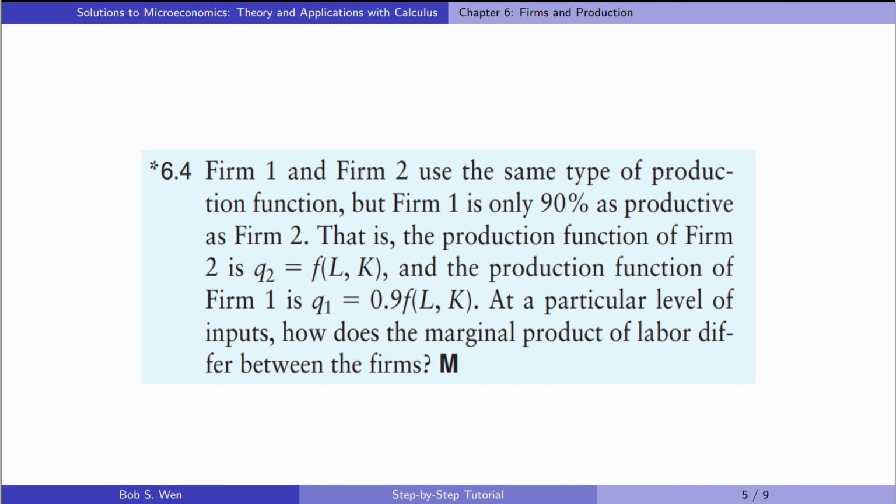Let's find answers to exercise 6.4. Firm 1 and Firm 2 use the same type of production function, but Firm 1 is only 90% as productive as Firm 2. That is, the production function of Firm 2 is Q2 = FLK, and the production function of Firm 1 is Q1 = 0.9FLK. At a particular level of inputs, how does the marginal product of labor differ between these two firms?